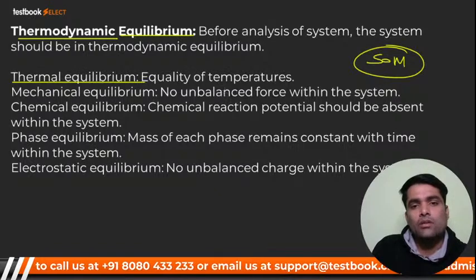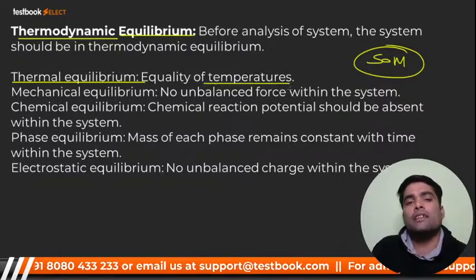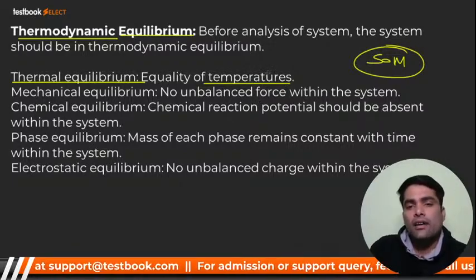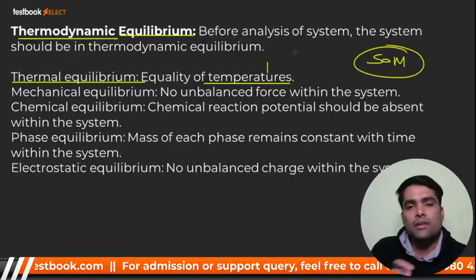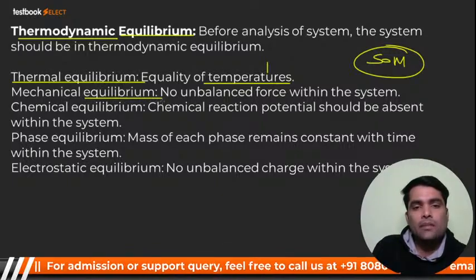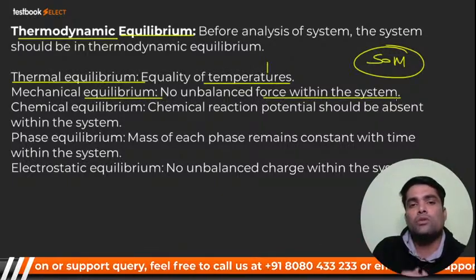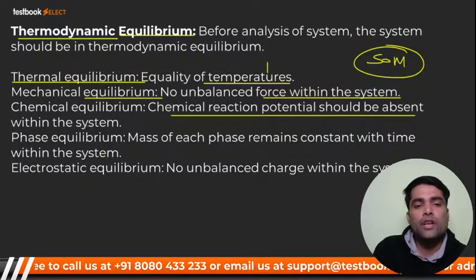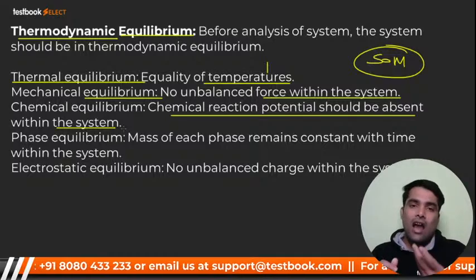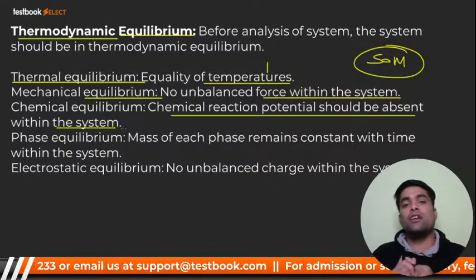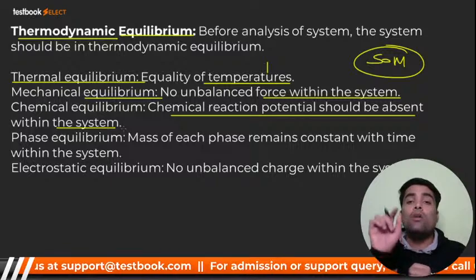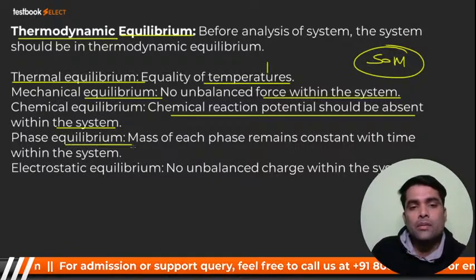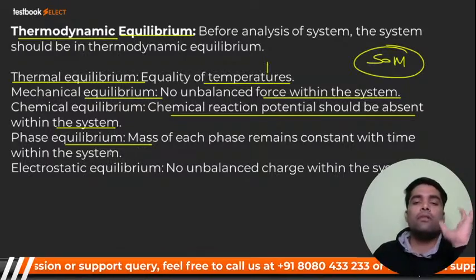ओके देखिए मैंने बोला था ना, थर्मल इक्विलिब्रियम मतलब क्या होता है बेटा, इक्वालिटी ऑफ टेम्परेचर्स, दैट इज दो सिस्टम हैं, थर्मल इक्विलिब्रियम में बोल दिया मतलब उन दोनों के टेम्परेचर सेम हैं, राइट। मैकेनिकल इक्विलिब्रियम मतलब देयर इज नो अनबैलेंस फोर्स विद इन द सिस्टम, कोई भी अनबैलेंस फोर्स नहीं लग रहा होगा सिस्टम में। केमिकल इक्विलिब्रियम मतलब केमिकल रिएक्शन पोटेंशियल शुड बी एब्सेंट विद इन द सिस्टम, मतलब कि जिसके कारण सिस्टम के अंदर केमिकल रिएक्शन का इनिशिएशन होगा, वो जो केमिकल रिएक्शन पोटेंशियल होगा वो नील, जीरो, और वी कैन से एब्सेंट, राइट। एंड माय डियर, फेज इक्विलिब्रियम में क्या होगा, मास ऑफ ईच फेज रिमेन्स सेम with respect to time.